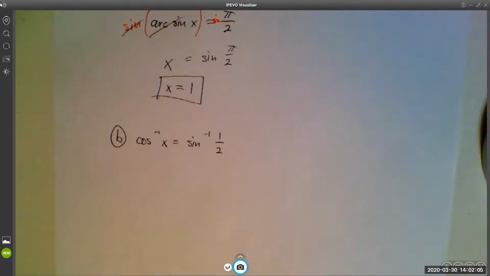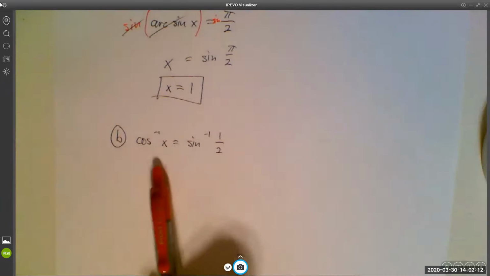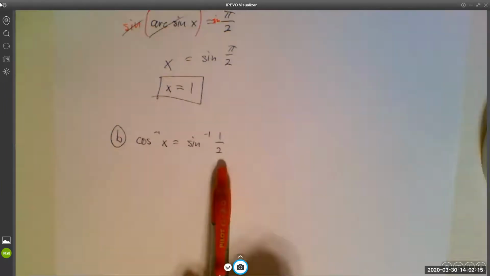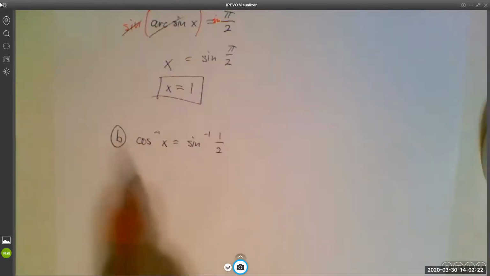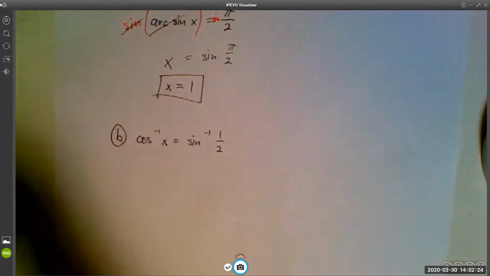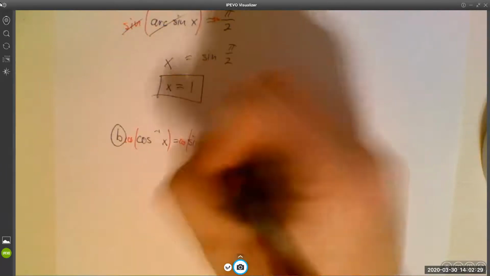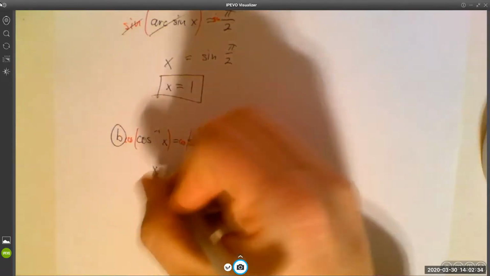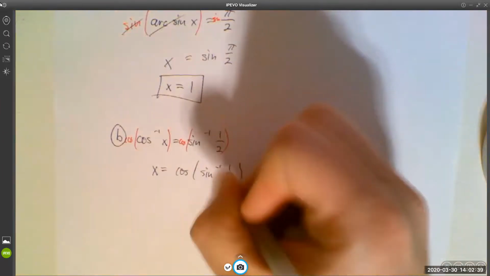Okay. Here's my solution. We want to solve for x, and the only side of the equation that has an x on it is the left-hand side. The right-hand side is just a number, right? So we could change that into a number now if we wanted to. But since my goal is to solve for x, I'm just going to take cosine of both sides. So I get x equals cosine of sine inverse of 1/2.